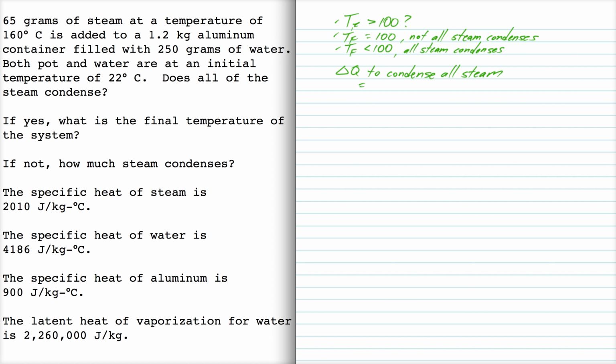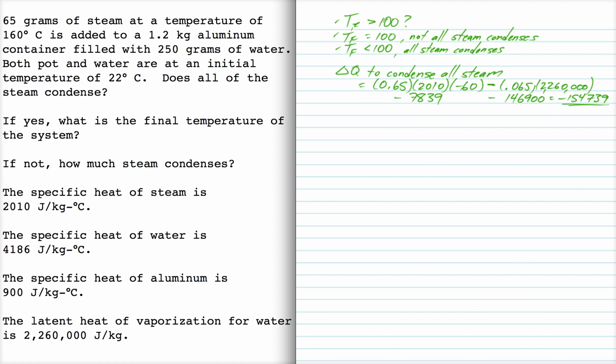So first we have to cool the steam down to 100 degrees. The specific heat of steam is 2010, and the final temperature is 100, the initial temperature is 160, so delta T is minus 60. And then we have to condense the steam. Now that's MLV, and it's minus because we're losing heat. So that's 2.26 million. Okay, so that's minus 7839 minus 146,900, which equals minus 154,739. So that's how much energy it takes to condense all the steam.